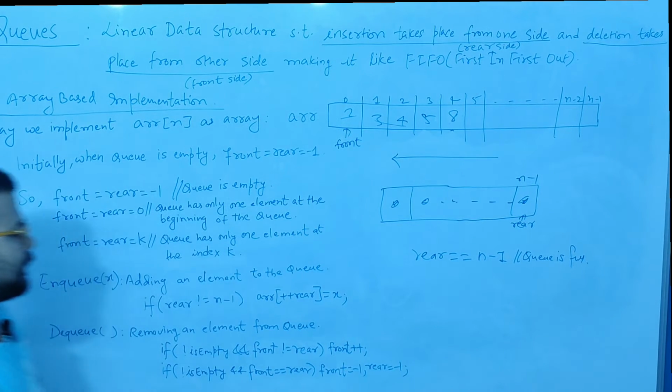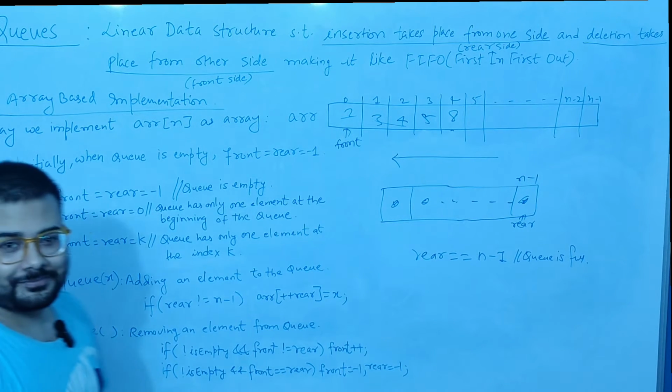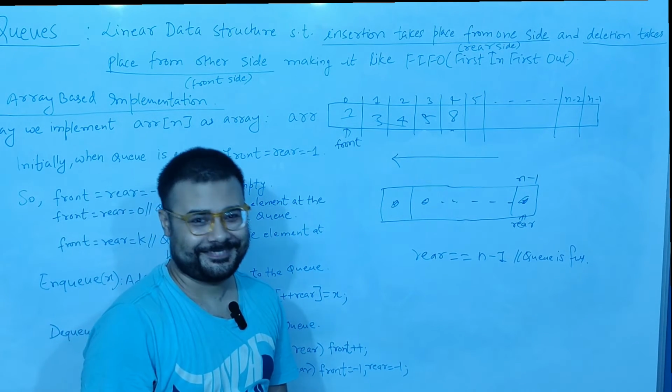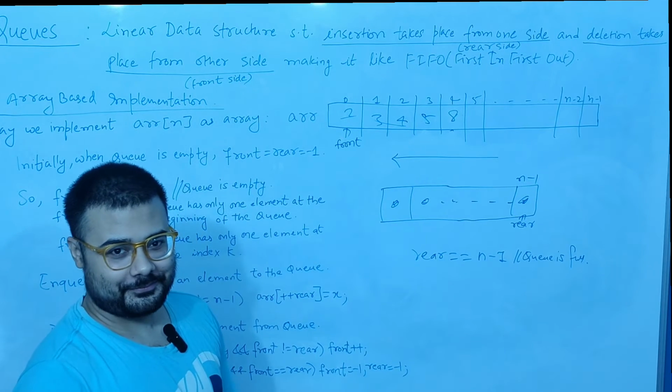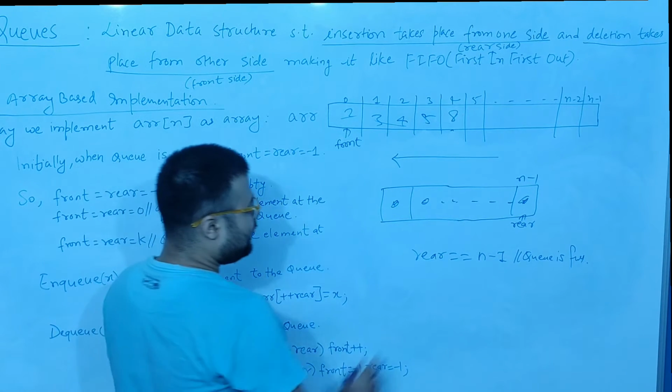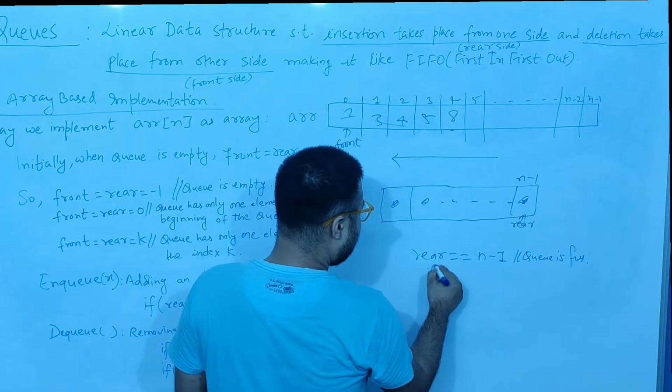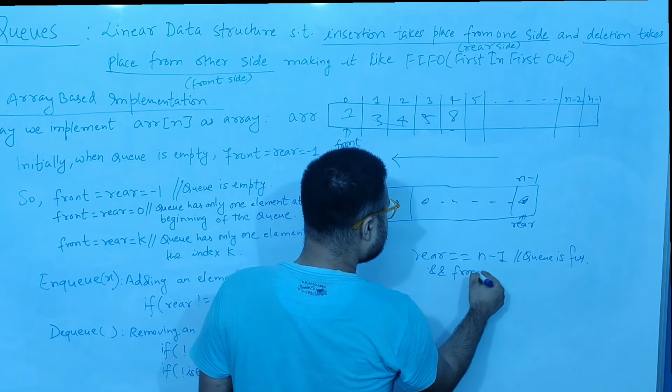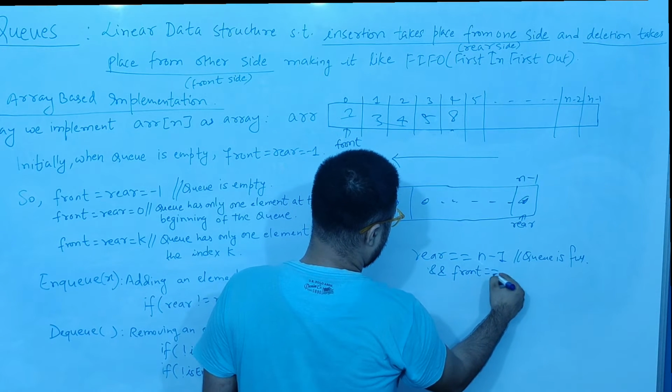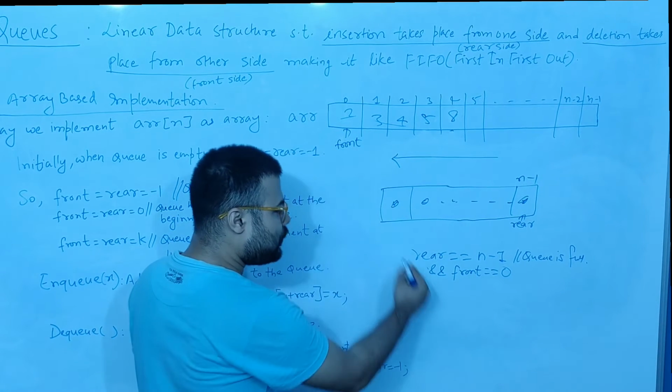Okay? No, that's not right. Queue is full when rear is n-1 and front is equal to 0. Then your queue is full.